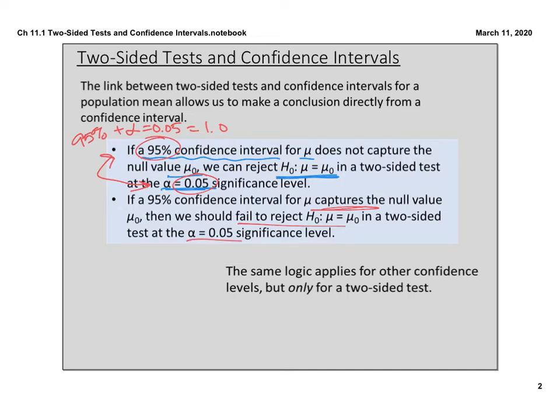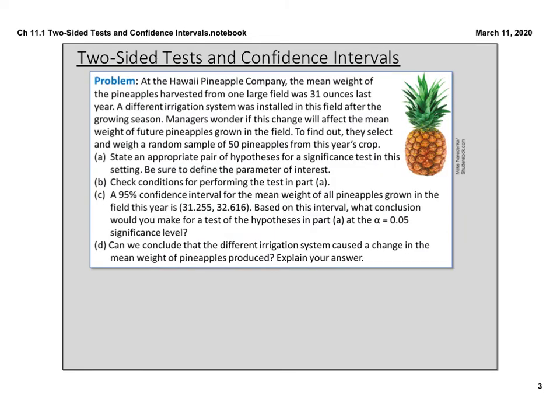The same logic applies for other confidence levels, but only for a two-sided test. So if you did a 90% confidence interval, that corresponds to an alpha level of 0.1, where the two together would be 100%, or a 1.0 type situation. So again, you can use that confidence interval in a two-sided test to make a judgment call on your null and alternative hypotheses. So we're going to look at an example here.